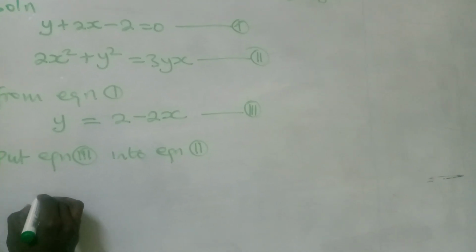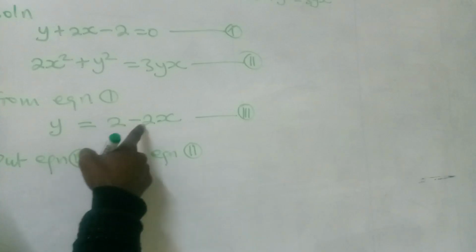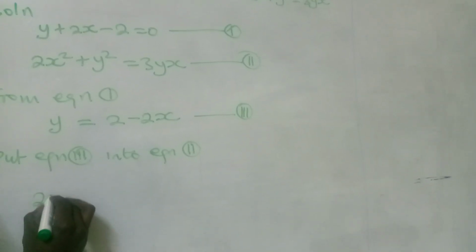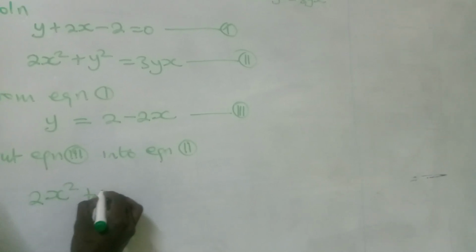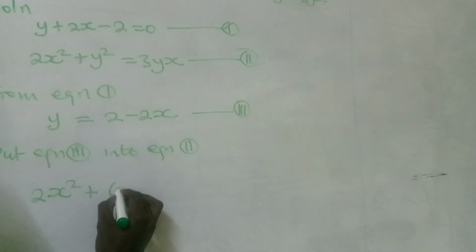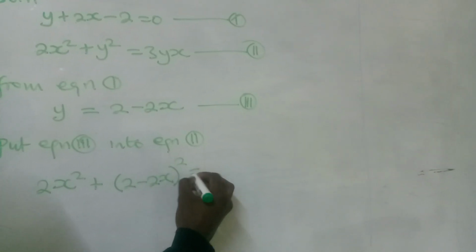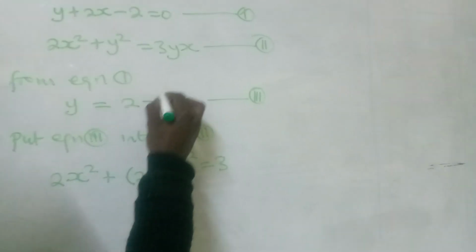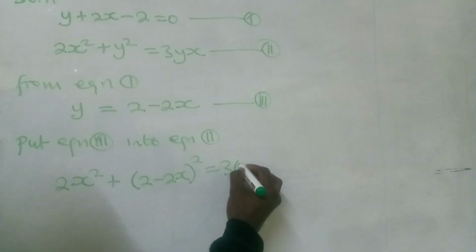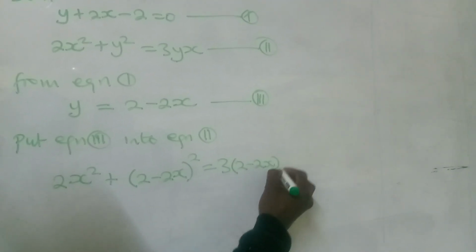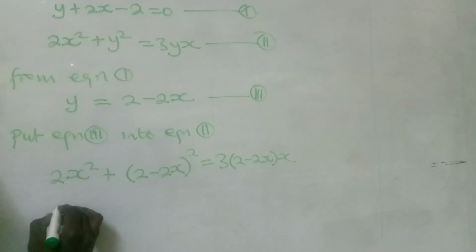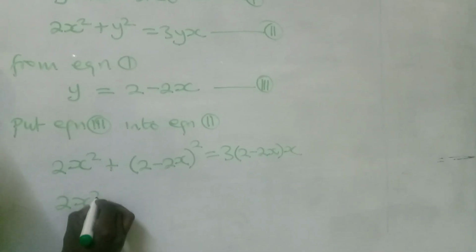That will give us, wherever there is y, we put 2 minus 2x, and that's going to be 2x squared, plus where there is y, we put 2 minus 2x, then we square. This is equal to 3, into where there is y, we put 2 minus 2x, then multiplied by x. So this is going to be 2x squared.